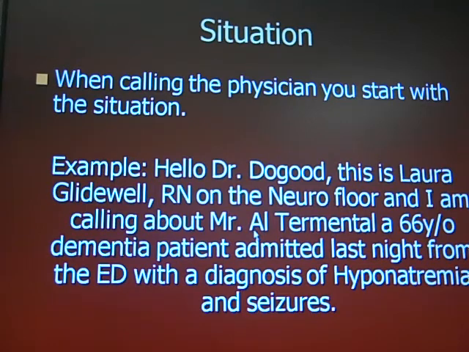We're going to follow through, and that's Mr. Altered Mental. So, hello, Dr. Duguid. This is Laura Glidewell, RN on the neuro floor, and I am calling about Mr. Altered Mental. Now, already right off the bat, I've set the pace. I've made sure that I've got the correct physician, Dr. Duguid. He knows who I am, he knows what unit I'm calling from, and he knows who the patient is I'm calling about. You never identify patients by room number or curtain number or anything such as that.